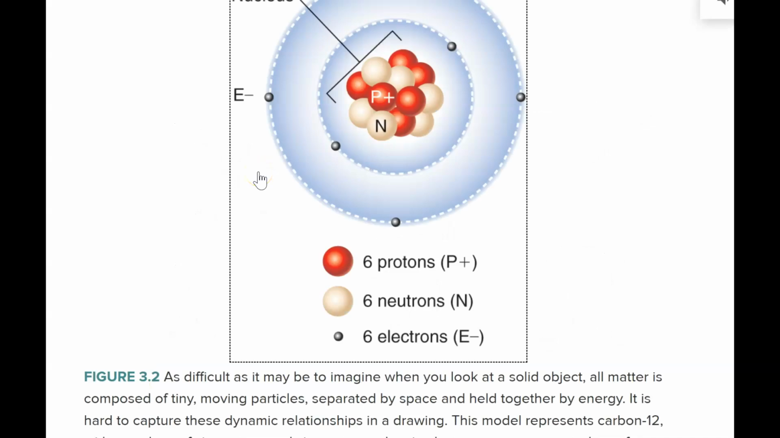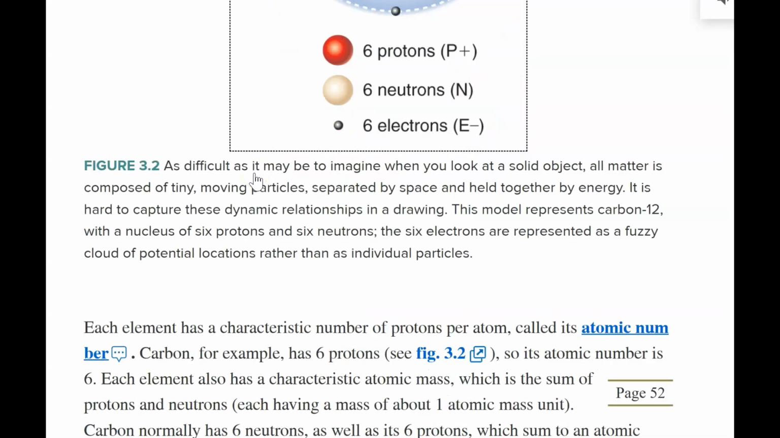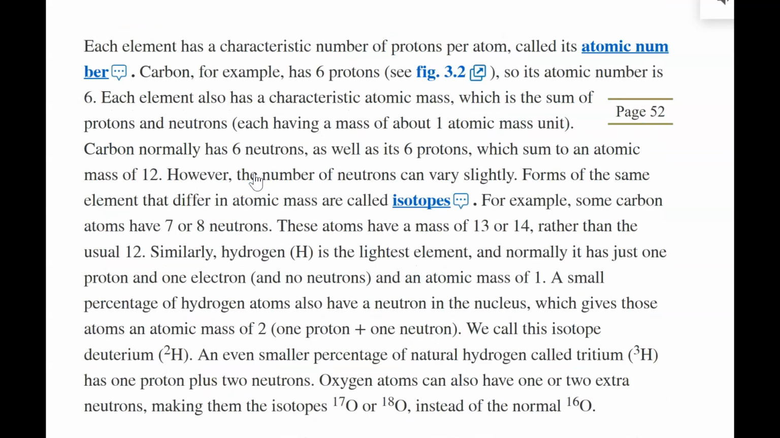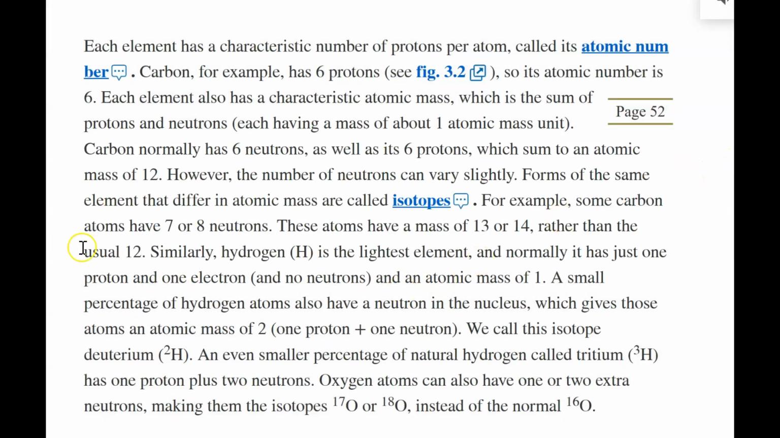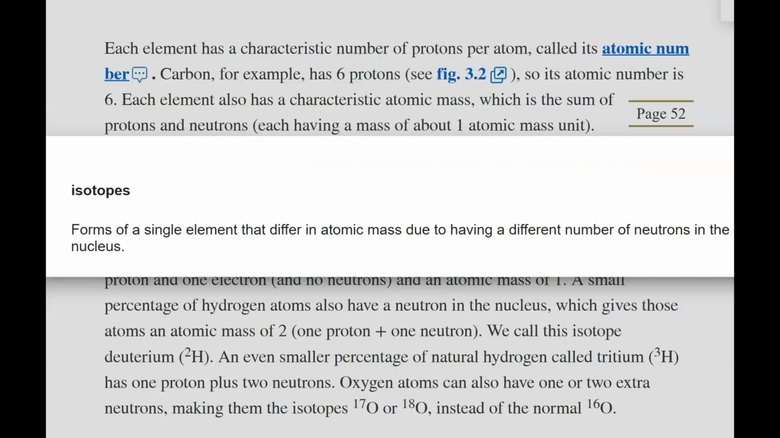Alright, so here is our textbook, and so if I start reading the textbook, here is the definition of isotopes. Alright, so that is very similar to what we have. And so this definition tells us that isotopes are forms of a single element that differ in atomic mass due to having a different number of neutrons in the nucleus, right? So this is pretty similar to our definition that we had before. It's just worded slightly in a different way.